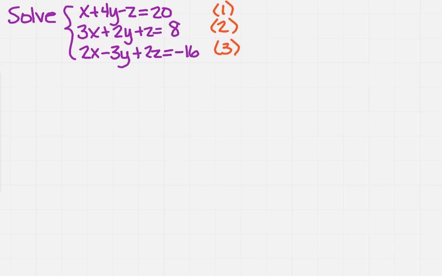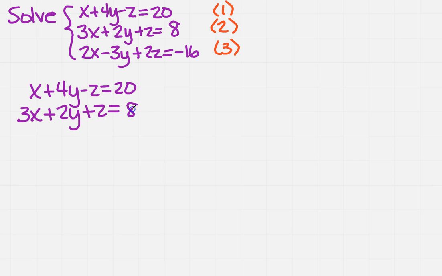So let's look at the first 2 equations first. I want to look at 1 and 2, so I'm going to have x plus 4y minus z equals 20, and I'm going to have 3x plus 2y plus z equals 8. Check that out. Already, if I add straight down, my z's are going to cancel. So that's what I'm going to do. Remember, that's the whole point of this, you want to eliminate a variable. So we're going to get rid of the z's, and that's going to leave me 4x plus 6y equals 28.